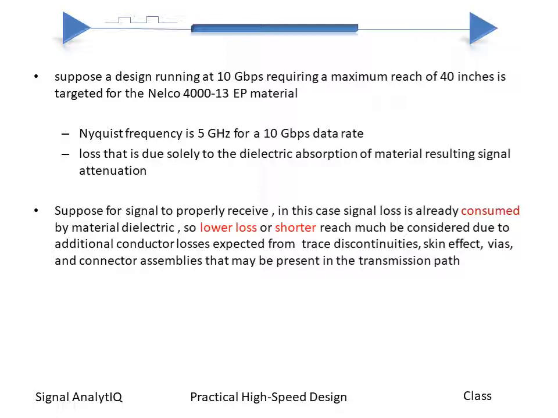Supposing for a signal to be properly received, in this case the signal loss is already consumed by the dielectric material, because the signal is lost through absorption in the selected dielectric material. So a lower loss material or a shorter reach must be considered in order to mitigate this, because of additional factors like conductor losses that are expected from trace discontinuities, skin effects, vias, and connector assemblies that may be present in the transmission path.